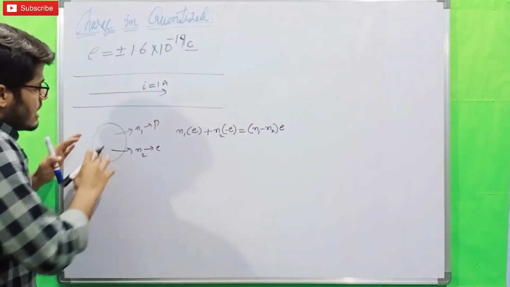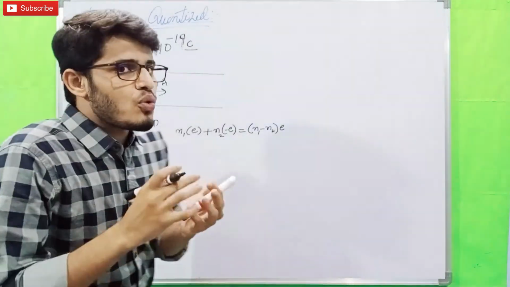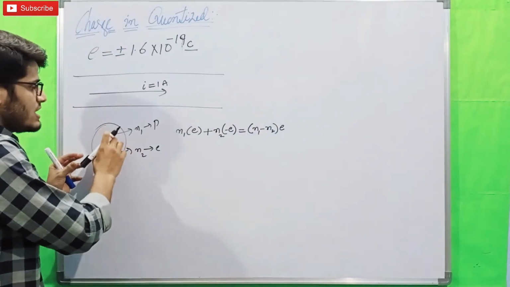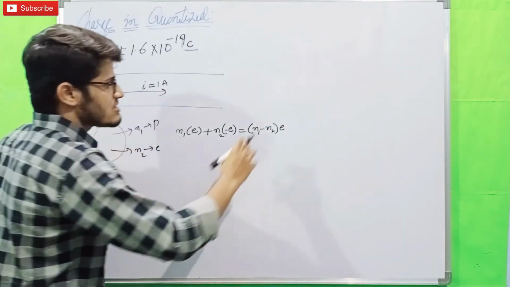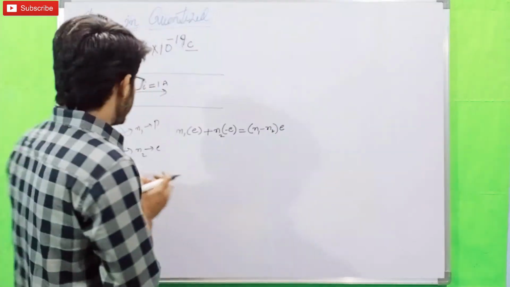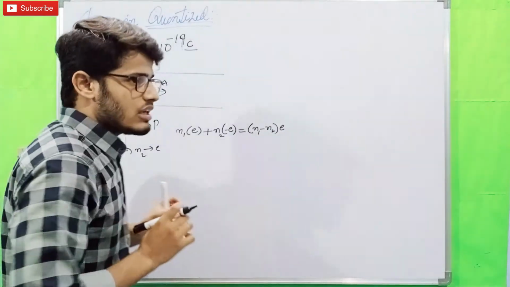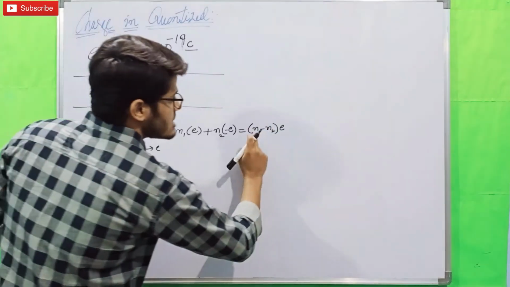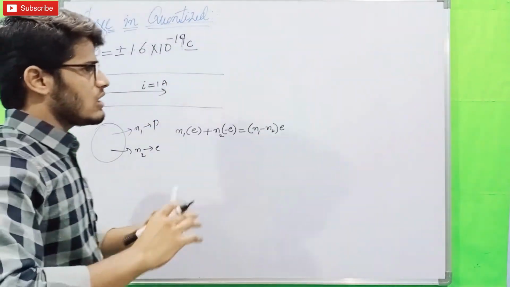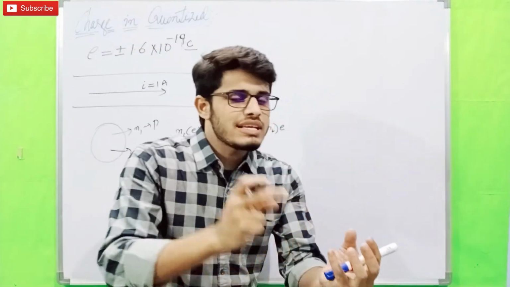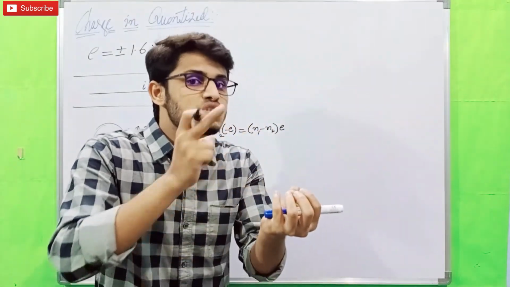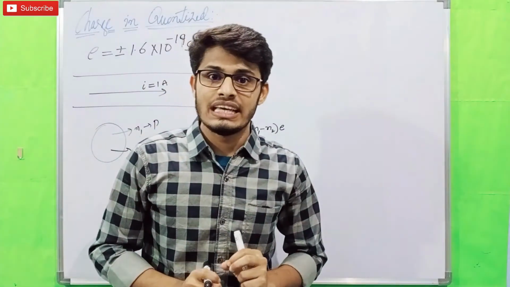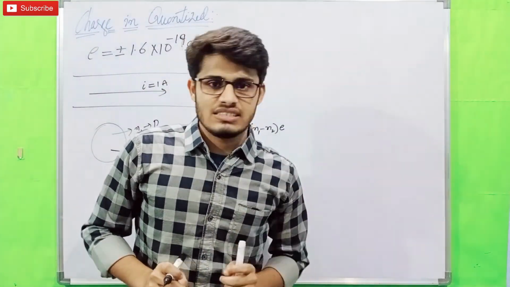If in this object the number of protons is more as compared to the number of electrons, then as a whole the net charge of the body is going to be some positive number. If the electrons are more and the protons are fewer, then the net charge will be a negative number. Any body you pick, if that body has some charge, that charge is going to be an integer multiple of small e only. That is called quantization of charge.